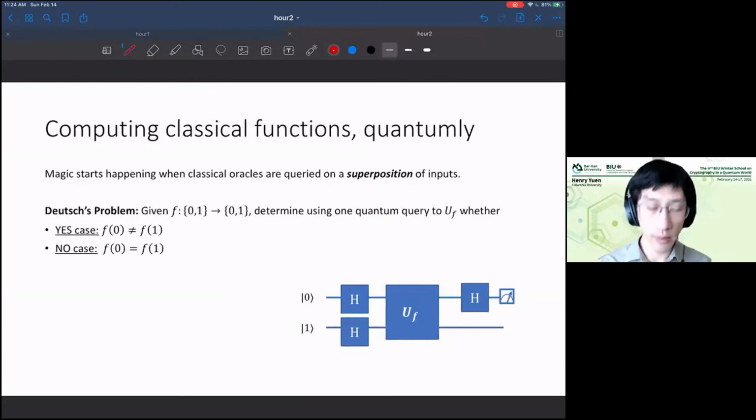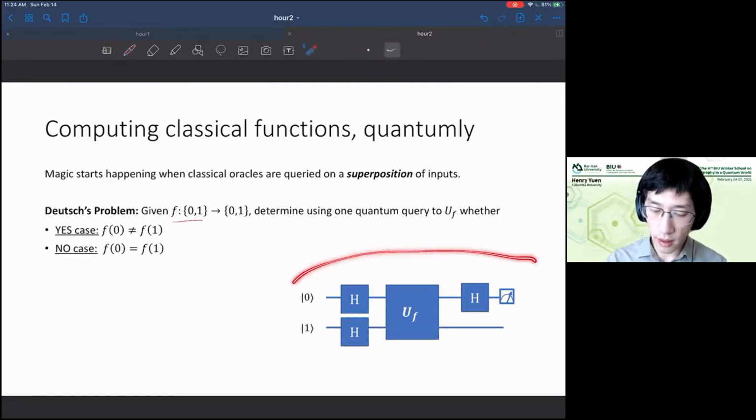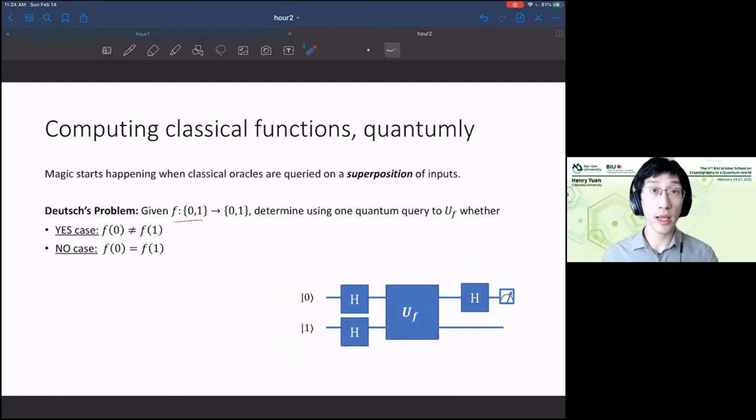Okay. So let's talk about something called Deutsch's problem. This is a kind of illustrating example. Let's say you're given a very simple 1-bit function, f maps 1 bit to 1 bit, and you want to determine using one quantum query whether f of 0 equals or does not equal f of 1. Classically, clearly, you would need to make 2 queries to this function, but quantumly, you only need to make 1 call to this classical oracle to find out. And this is the quantum circuit that allows you to do this, to distinguish between these 2 cases. And here it makes just 1 call to the classical oracle.